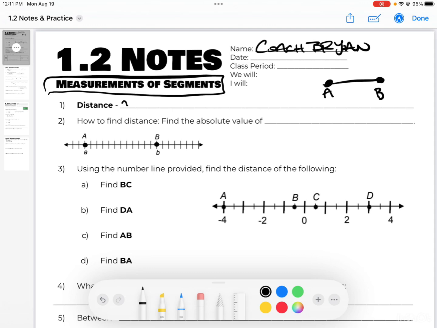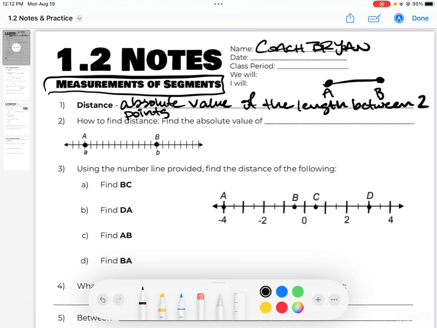It is the absolute value of the length between 2 points. Absolute value of the length between 2 points. You can kind of scratch this out. That's an error. How do you find the distance? Use the distance formula.